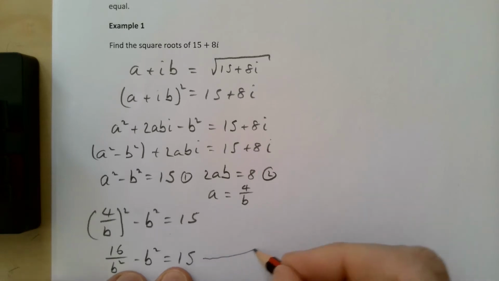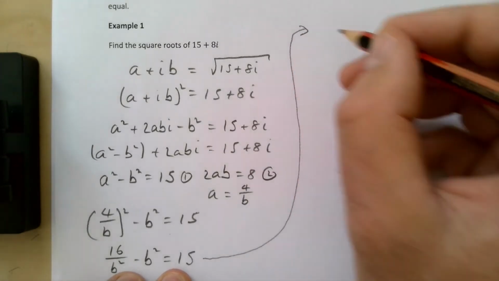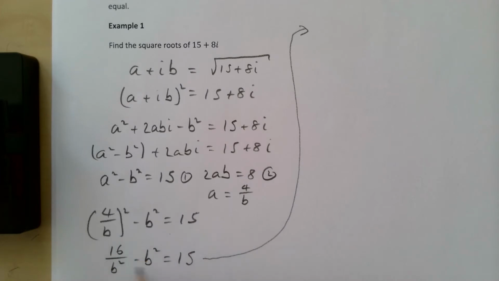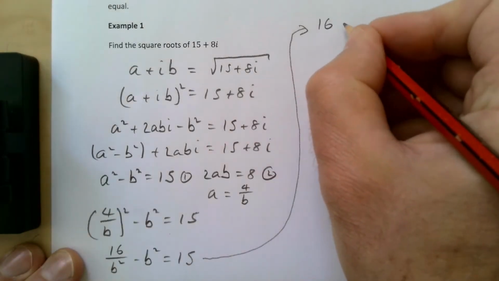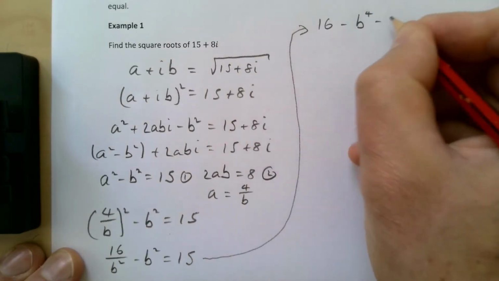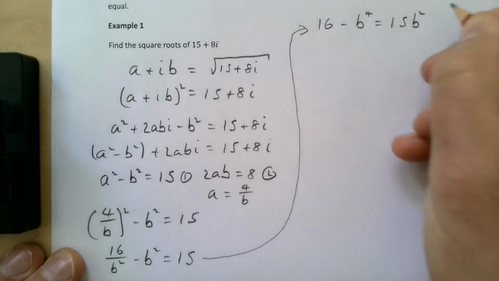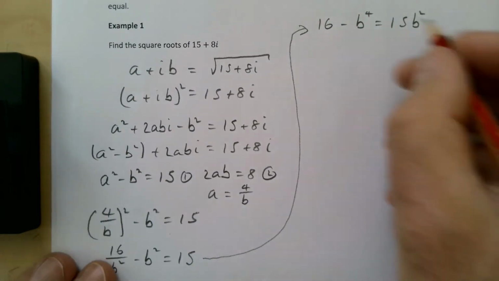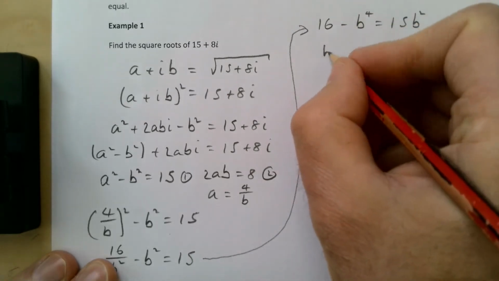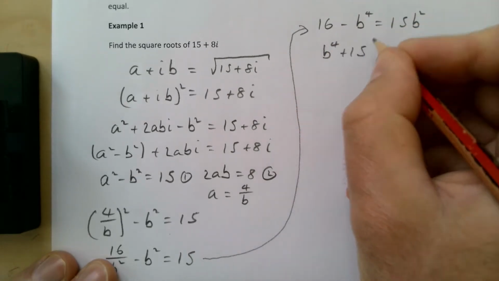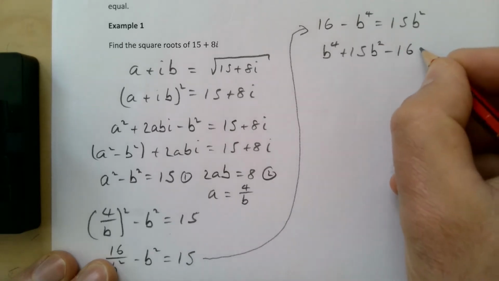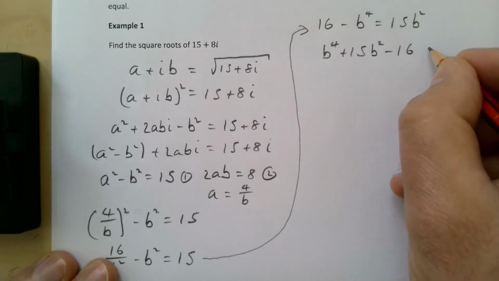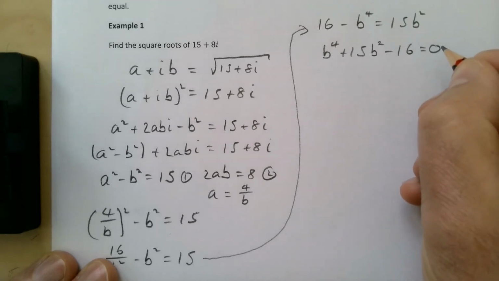And then we'll bring this up to the top and start working down the other side. Hopefully you're okay with that. Our way to solve something like this is we're going to multiply through by b squared. So if we multiply through by b squared here, we're going to get 16, take away b to the power of 4 equals 15b squared. If I rearrange that and take everything over to the one side, I'm going to get b to the power of 4 plus 15b squared minus 16 equals 0.